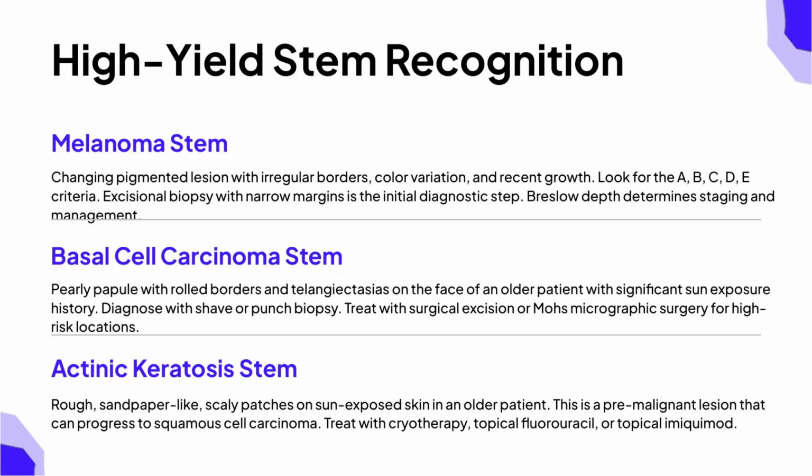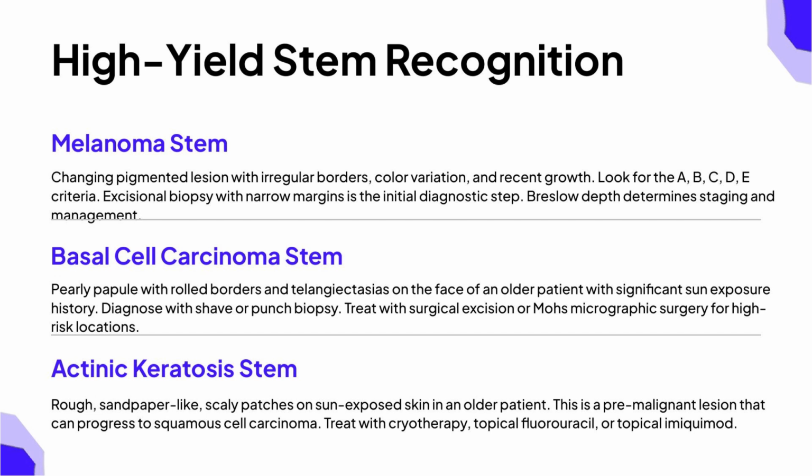Now let us go through high-yield stem recognition for skin cancers. For melanoma, the classic stem describes a changing pigmented lesion with irregular borders, multiple colors within the lesion, and recent growth or evolution. The key buzzwords are asymmetry, border irregularity, color variation, large diameter, and evolution over time. The initial step is always excisional biopsy with narrow margins, and Breslow depth is what determines staging and management.